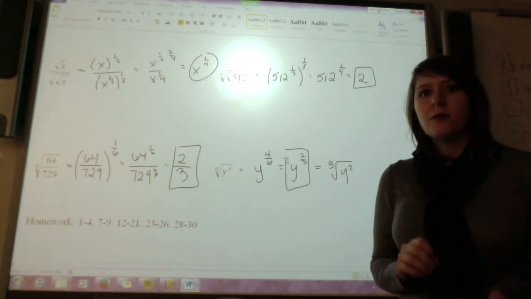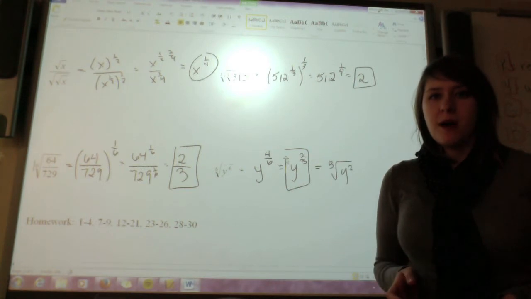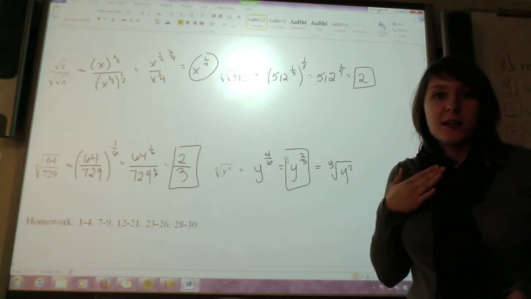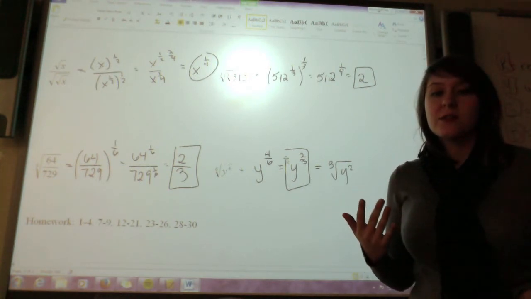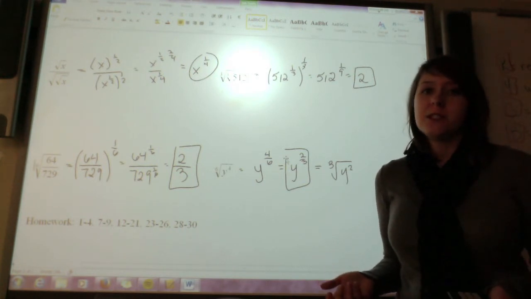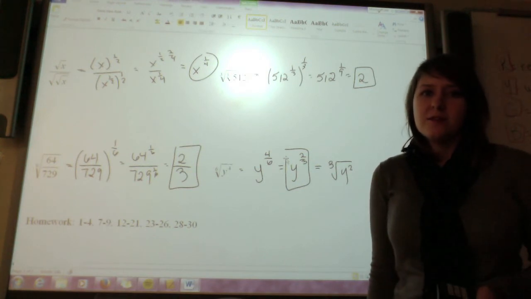I don't remember right off the top of my head if the answers in the back of the book put it in radical form or if they put it in exponent form, but I personally think that exponent form is a lot easier, so unless they specifically tell you to put it in radical form, I would probably just leave it in exponential form if I were you. Alright, that's everything for section 4.